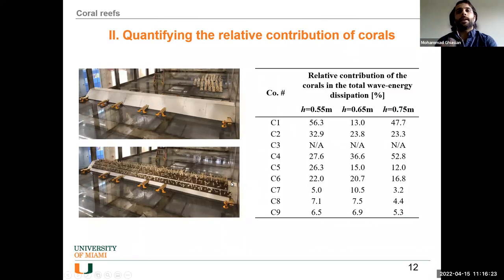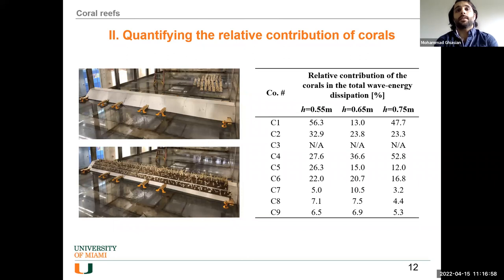So in the second step, we defined a wider range of experiments in order to quantify the effects of bottom friction and wave breaking in a variety of conditions, and then eventually quantify the parameters that we needed for designing this nature-based solution. So again, the testing conditions were defined based on the full similarity scale between the experiments that we had in the tank compared to the structure in the prototype condition.